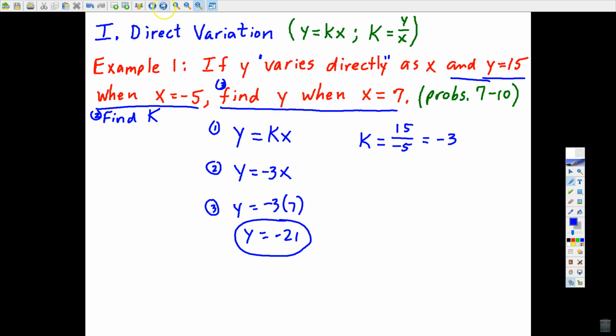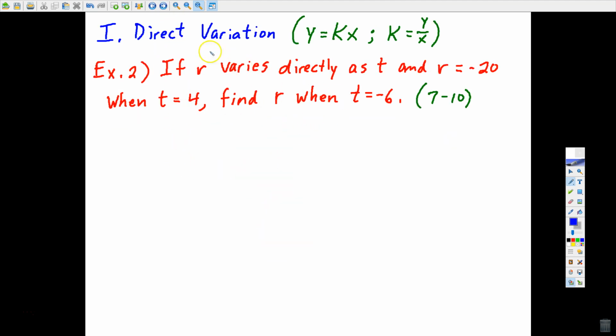All right, let's try another one. Okay, so once again, get familiar with what direct variation looks like. Here's how we find k. This time they're using r and t, but hopefully that doesn't confuse you too much. I'll walk through this one with you. R varies directly, okay, keywords, talking about direct variation. R varies directly as t, okay, so R is going to be k times t.